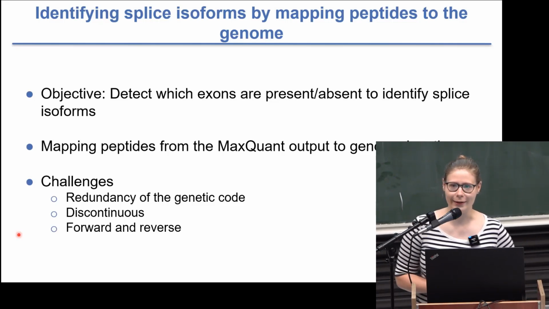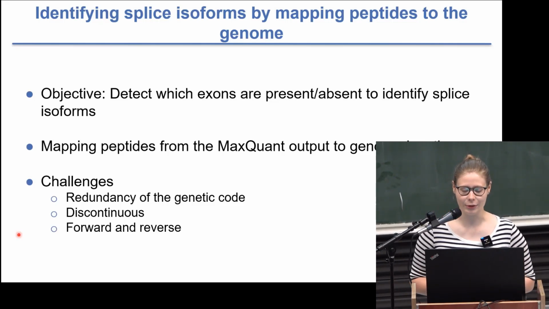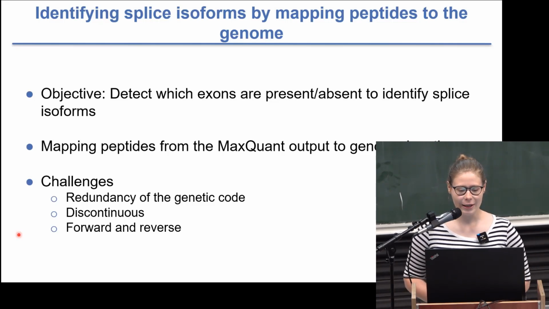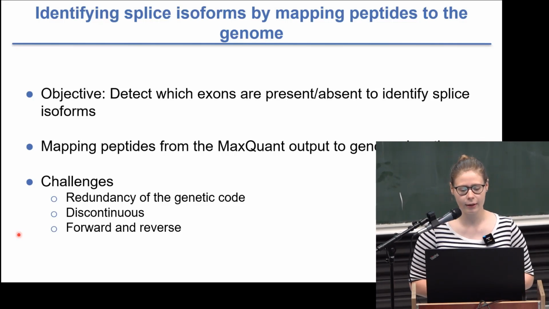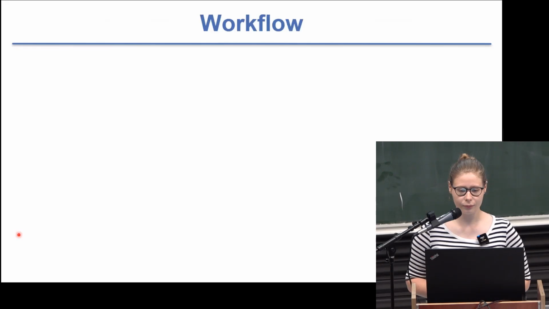And why is that even a computational thing, or why is this even a project? There are some challenges with this. It's especially because it goes against the genetic flow. Mapping a peptide back means that you have to deal with the redundancy of the genetic code, so you can't just translate it back. It's, of course, discontinuous due to splicing, and genes are encoded in forward and reverse direction.